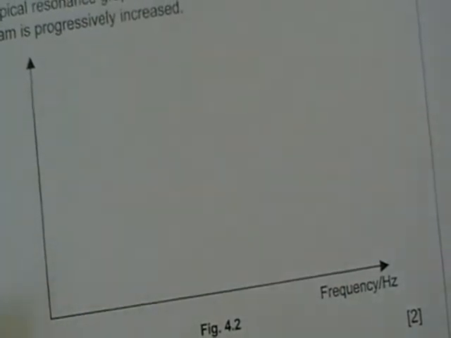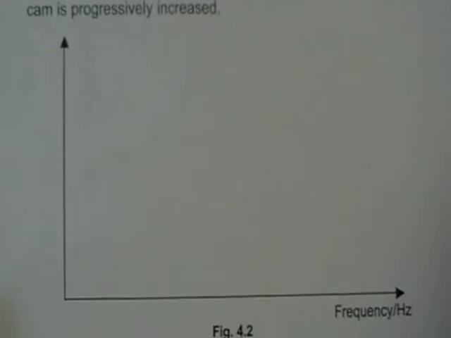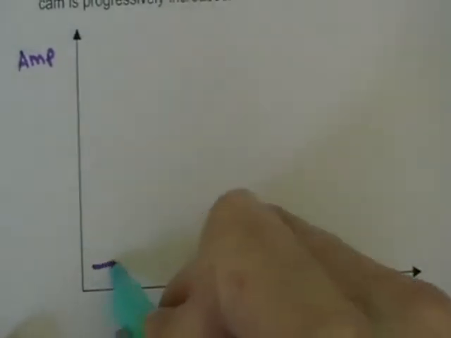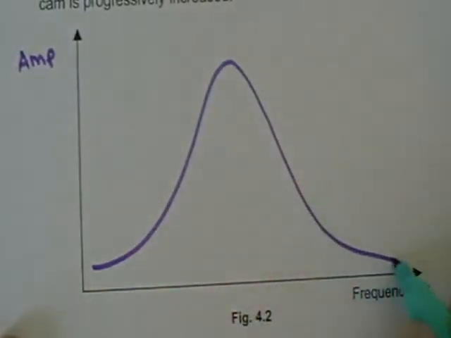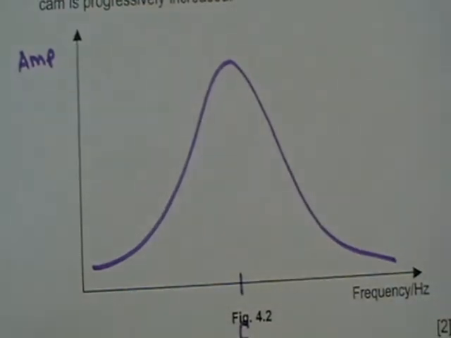Label the vertical axis of figure 4.2. Sketch the shape of the typical resonance graph for the system as the frequency of the cam is progressively increased. So as it is increased, eventually when it reaches the natural frequency of the spring and mass, then you're going to have a larger than normal amplitude, and so you're going to get a graph of that shape there. And there's your natural frequency.